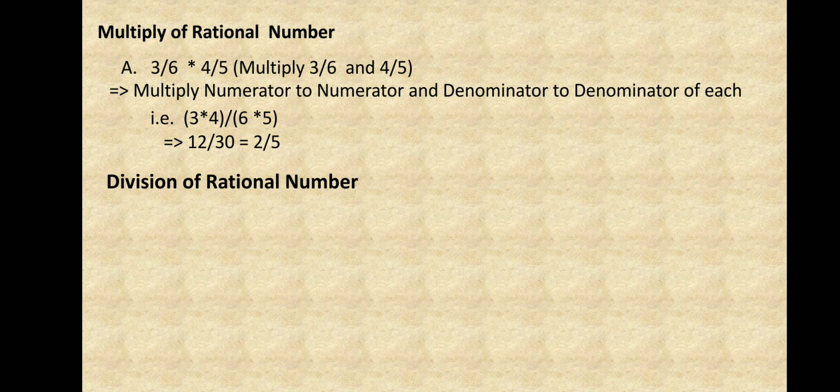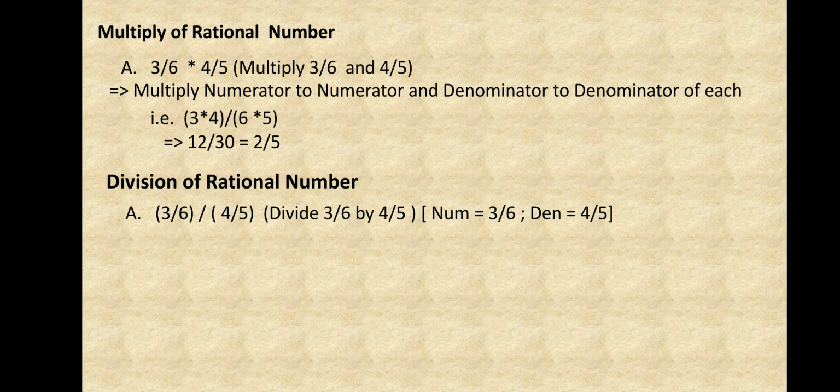And the division of rational numbers is also quite easy. Let's see how. So what should you do? What's your question? 3 by 6 divided by 4 by 5. So what should you do over here? Divide this 3 by 6 by 4 by 5. So let's move on.